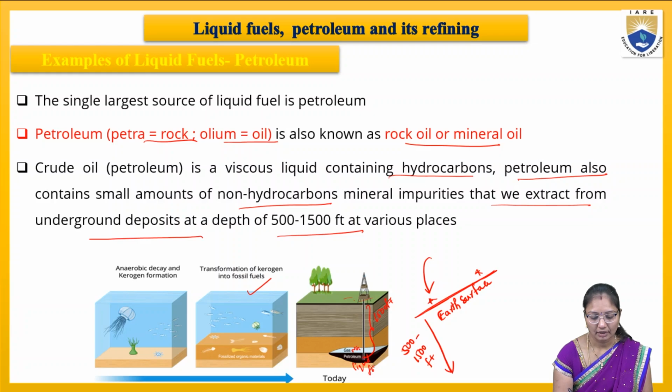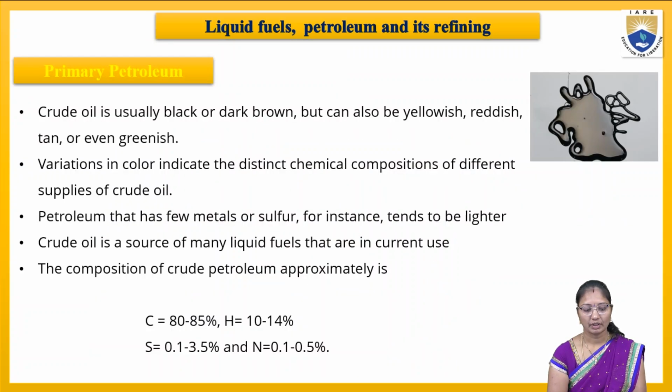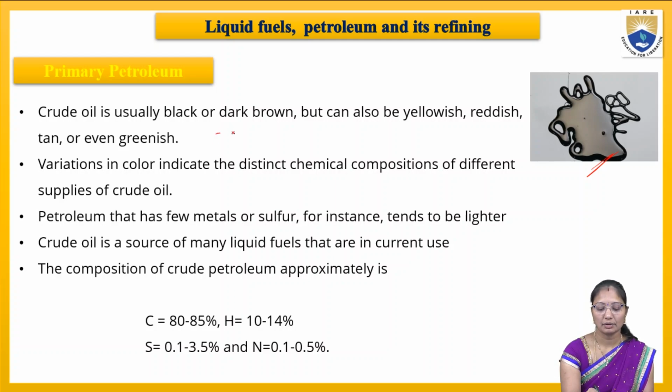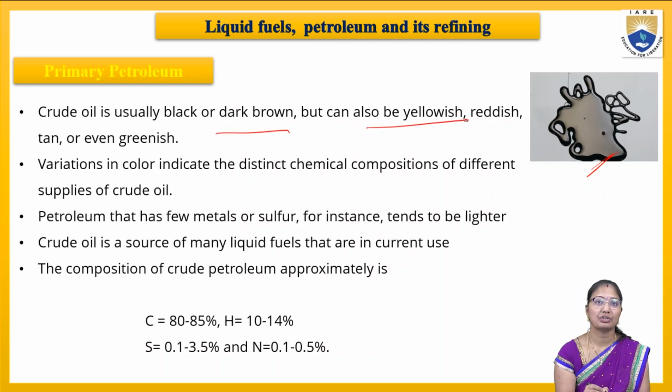One of the largest sources of liquid fuels is petroleum, and as we know, it is a thick viscous liquid. The crude oil which we extract from the earth is not like the petrol we see in the market. It is a thick viscous liquid which may be black or dark brown, but can also be yellowish, reddish, tan or even greenish.